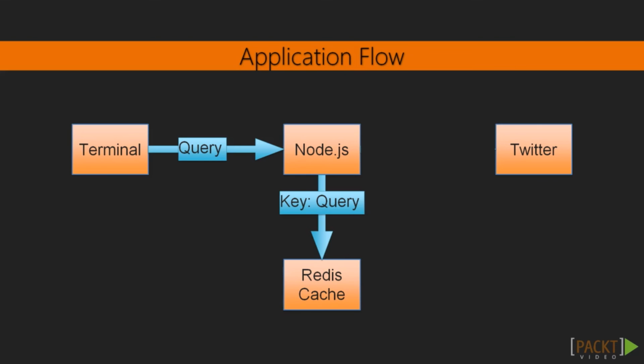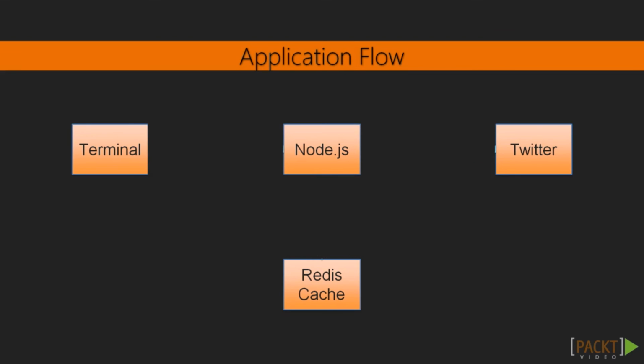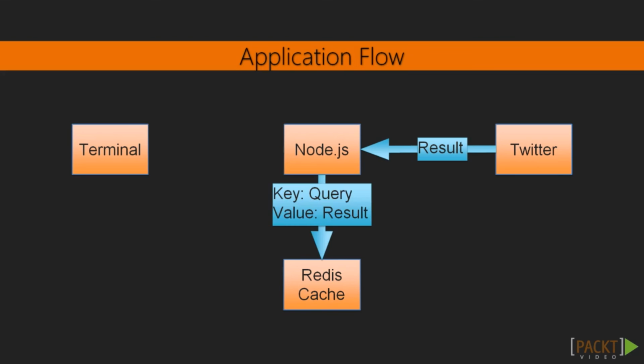On the other hand, if it does not, it goes on to Twitter, and we make a query against Twitter. And then the process responds, we get a result from Twitter. We save that value in the cache using the key query, and the value is the result we got from Twitter. And then we return that to the terminal.